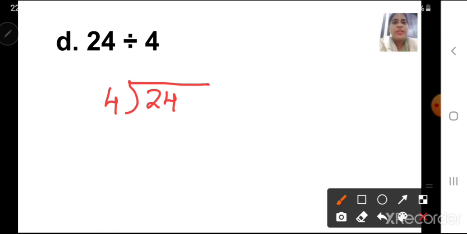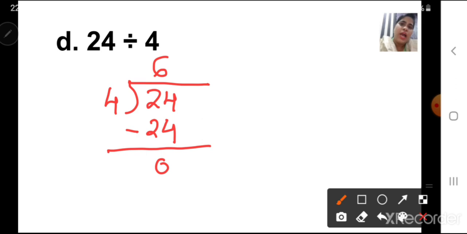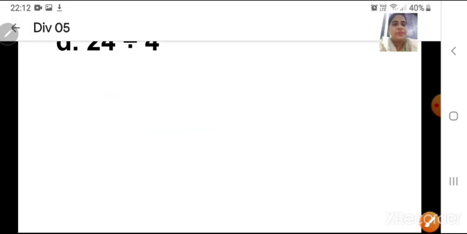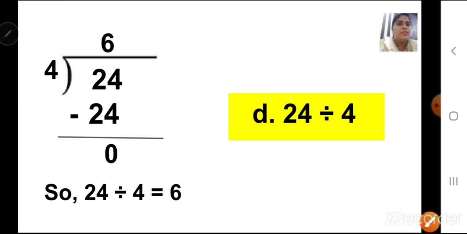So in 4th table, how many times will it go? 4 6s are 24, correct? So 4 6s are 24. Okay, put your minus sign and then subtract. 24 minus 24 is equal to 0. So our answer is number 6. Note down, children, in your notebook. Easy, children, it is.